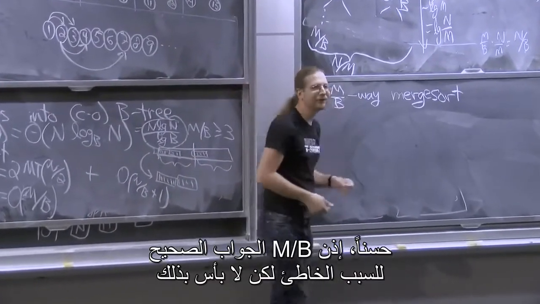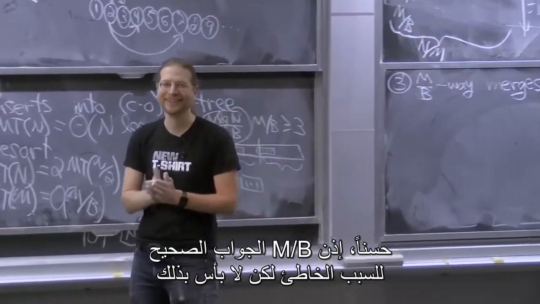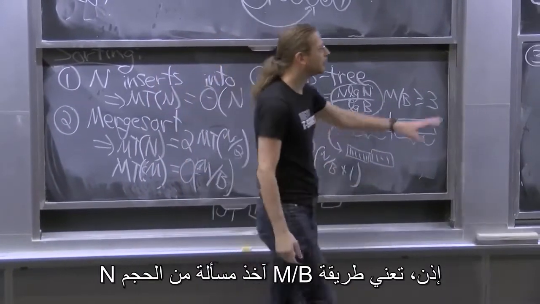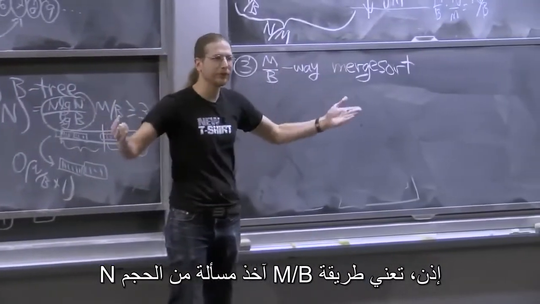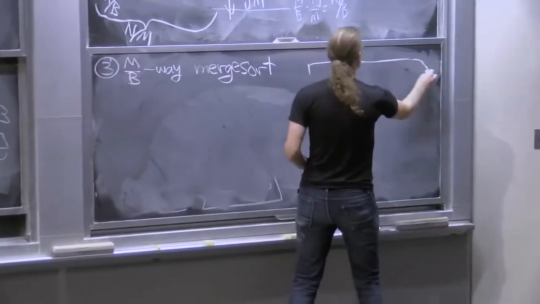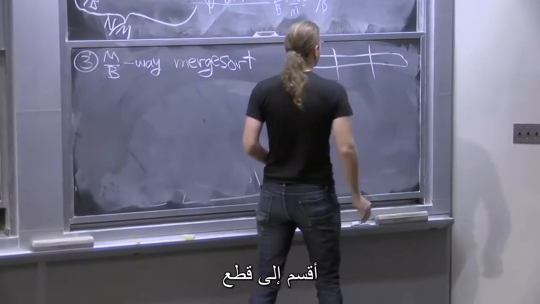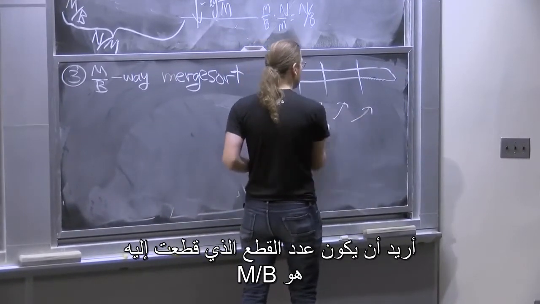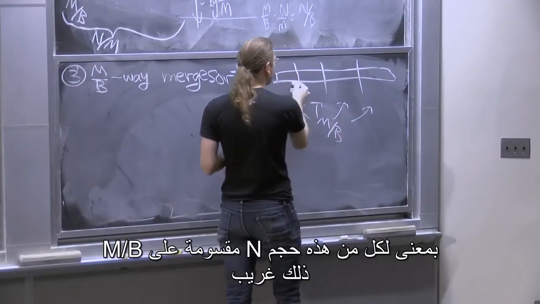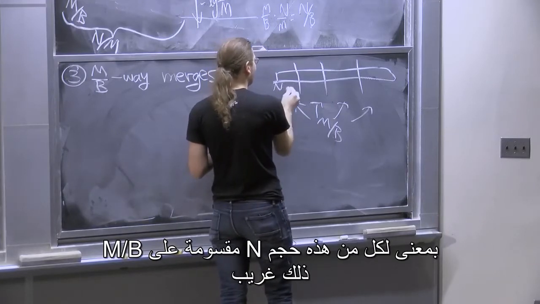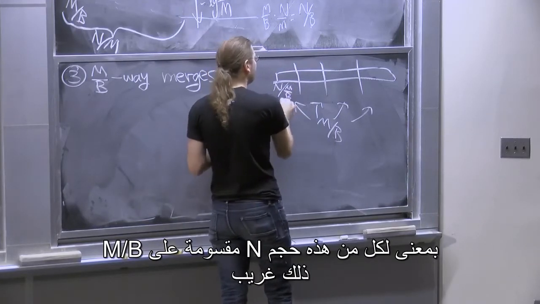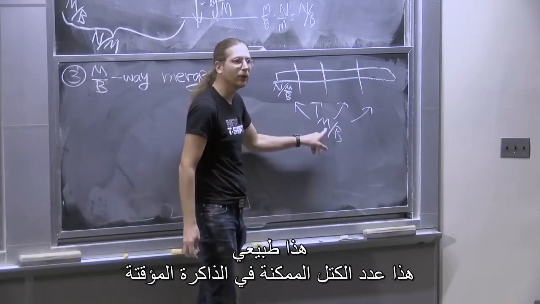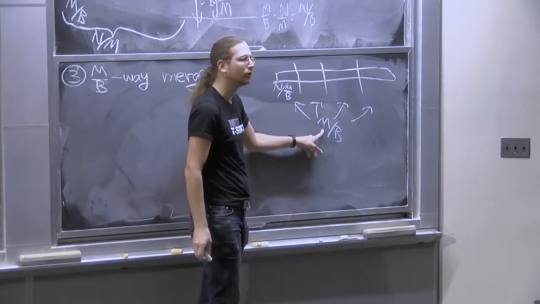So m over b is the right answer, wrong reason, but that's OK. It all comes down to this merge step. So m over b way means I take my problem size n, let's draw it. I divide into chunks. I want the number of chunks to be m over b, meaning each of these has size n over m over b. That's weird, but this is natural, because this is how many blocks I can have in cache.